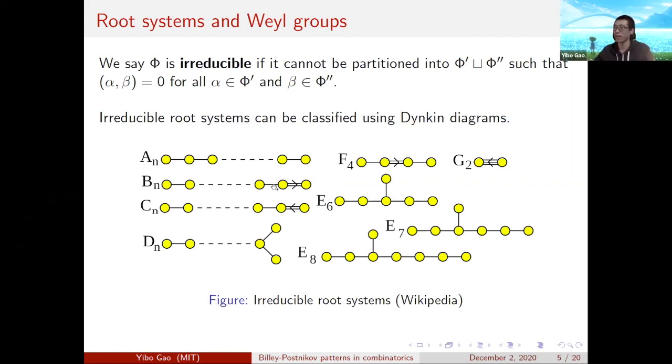For example, in type Bn, let's say this root is something like E2 minus E1, and this one at the end is just E1, which has length 1, but E2 minus E1 has length square root 2. For type Cn, this root is also E2 minus E1, which has length square root 2, but this one will be 2 E1, which has length 2. So you point in this direction. This is not a good explanation, but it's one way to do it.